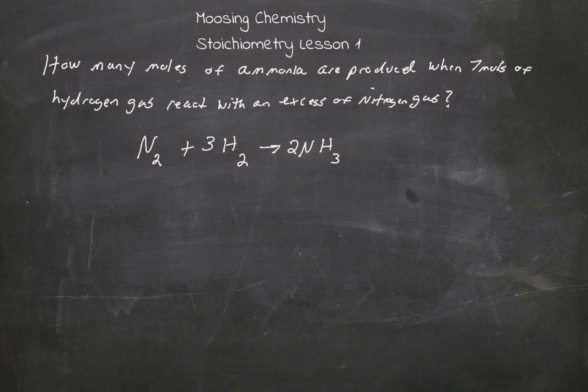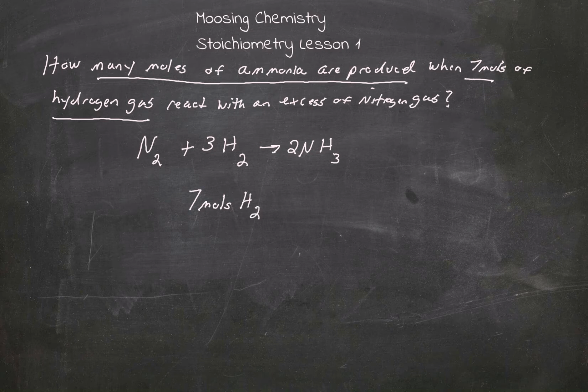Now, we could go and write all the molar relationships like we did the last time. But we really don't have to do that every time. Notice that we have 7 moles of hydrogen gas. And it's going to react with nitrogen. It's going to make ammonia. So how many moles of ammonia are produced when 7 moles of hydrogen gas react with an excess of nitrogen gas? Oh, okay. So we've balanced the equation. So we're going to start off with 7 moles, that's what we know, of hydrogen gas. And we want to know how many moles of ammonia. That's this stuff right here. That's ammonia. How many moles of ammonia are produced?